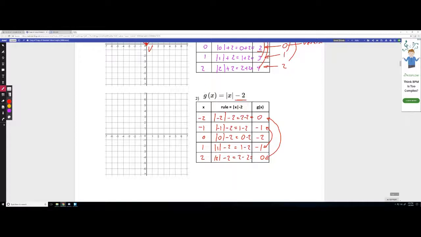All right, so let's go ahead and graph this. Originally we had negative 2, comma 0. So negative 2, comma 0 is right here.